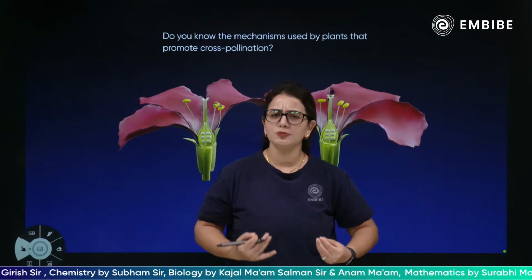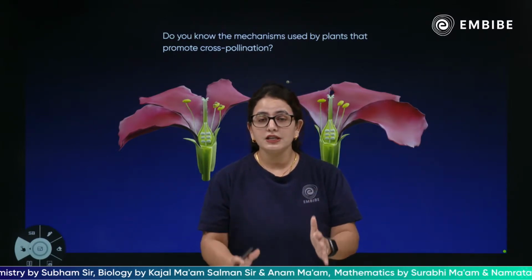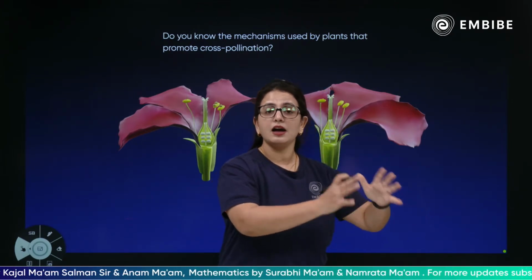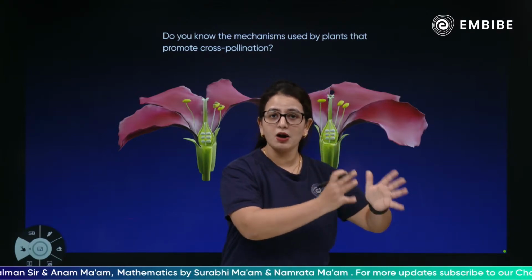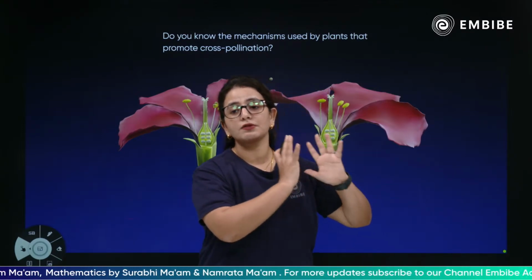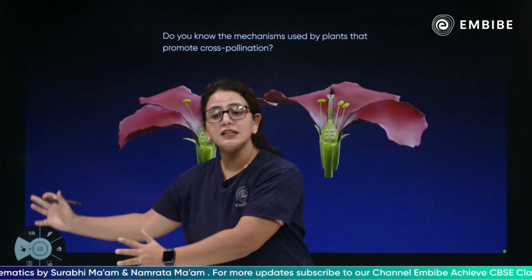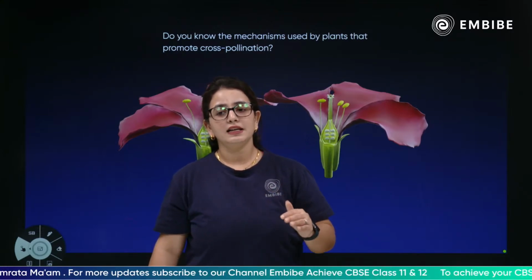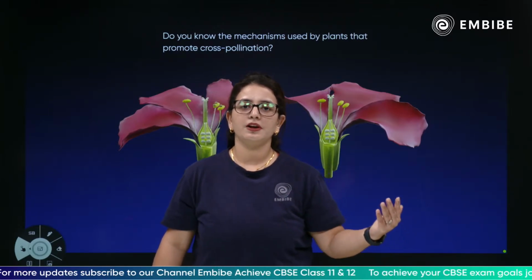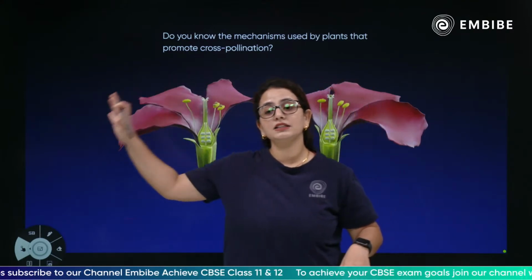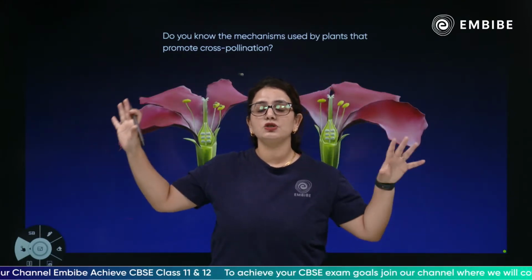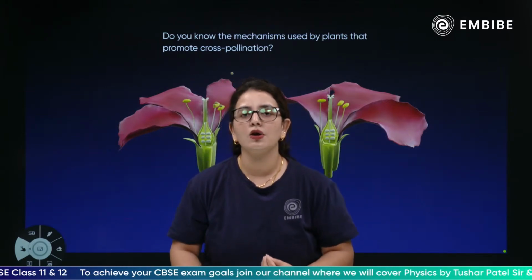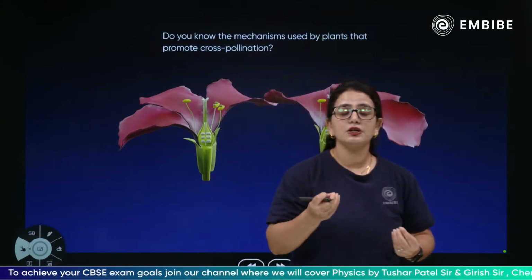Children, do you know what cross-pollination is? Cross-pollination is the transfer of pollen grain from the anther of one plant to the stigma of another plant of the same species. Yes, the transfer of pollen grain from the anther to the stigma of another plant of the same species is called cross-pollination. And do you know what self-pollination is? It is the transfer of pollen grain of the same plant from the anther to the stigma.